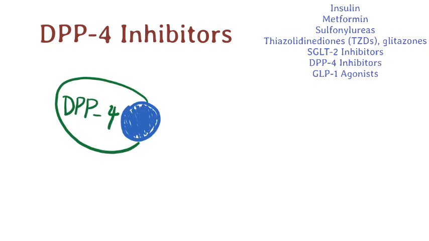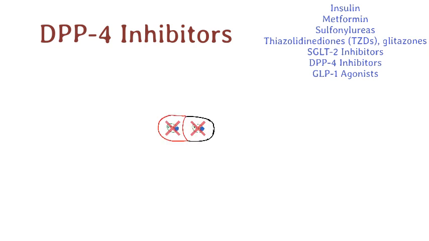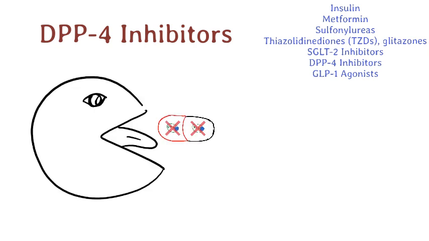DPP4 inhibitors. Remember our DPP4 proteases that break down GLP-1? Well, we have DPP4 inhibitors that prevent those proteases from doing their job. This leads to an increase in incretin levels. DPP4 inhibitors are taken orally and are generally well tolerated, but keep in mind that it is associated with a slight increased risk of pancreatitis. Moreover, DPP4 inhibitors do not cause weight gain.